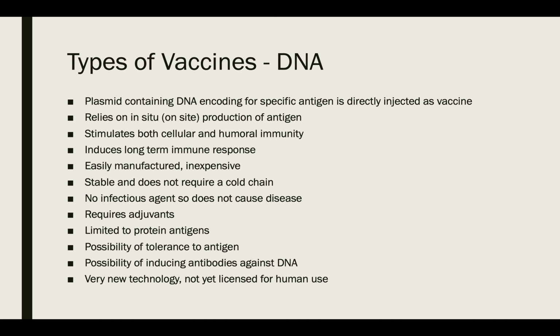There's no infectious agent, so there's nothing to cause disease. They do require adjuvants, and they're limited to protein antigens. Plasmids can only encode for making proteins. There's some problems. There's the possibility of tolerance to the antigen. Because your own cells start making this antigen, there's the possibility that your body will instead learn that that antigen is okay, which you don't want.